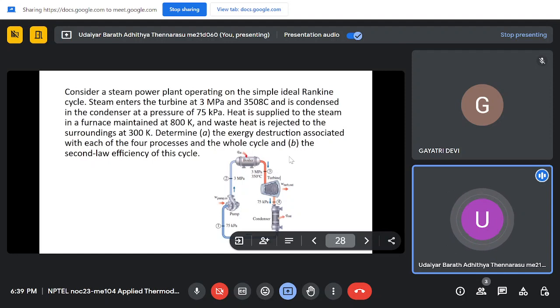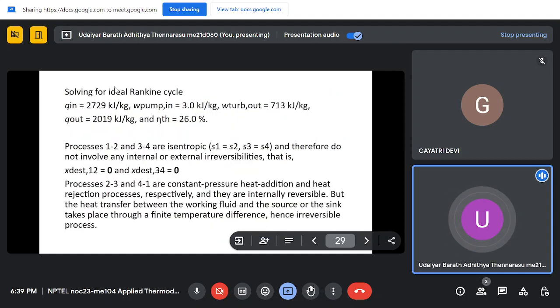After that, we can find the heat transfer and work transfer for each of the components. So Q in will be 2729 kilojoule per kg, and the work done in the pump will be 3 kilojoule per kg. The work done by the turbine, which is going out, is 713 kilojoule per kg. So 3 kilojoule in pump and turbine is 713. And Q out is 2019.